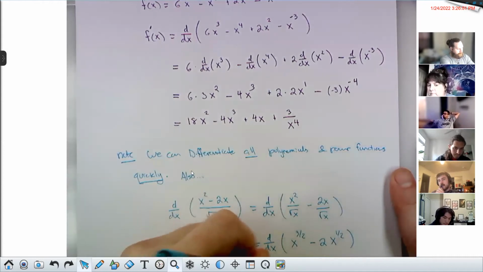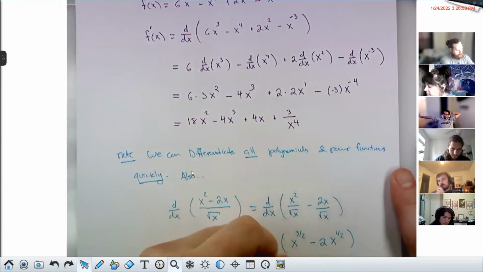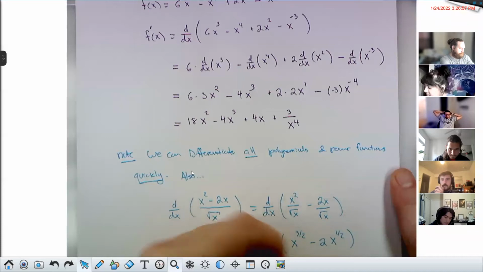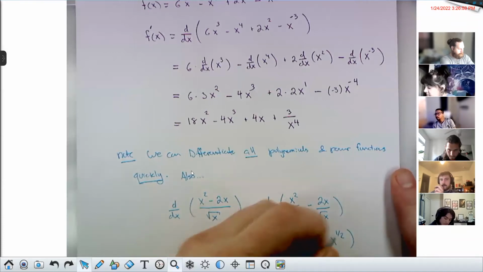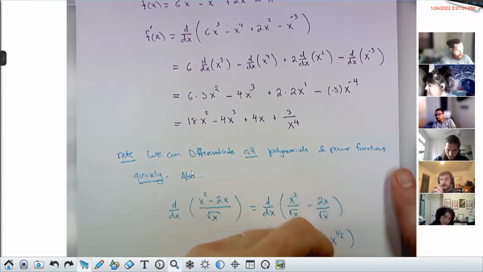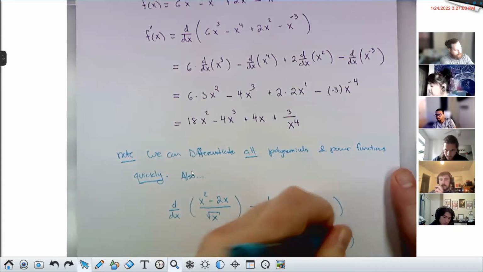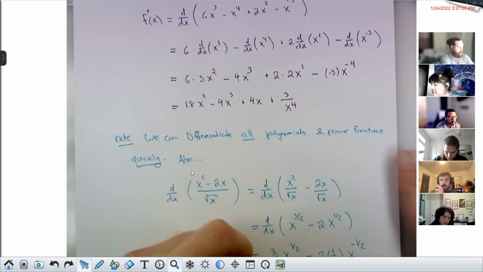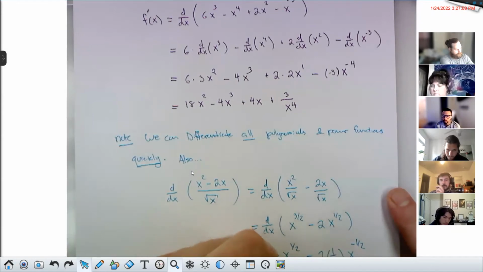And then you could apply the power rule. So that would be 3/2 x to the 3/2 minus 1, which is 1/2. Minus 2 times 1/2, x to the 1/2 minus 1 is negative 1/2. So we would get here 3/2 x to the 1/2 minus x to the negative 1/2.